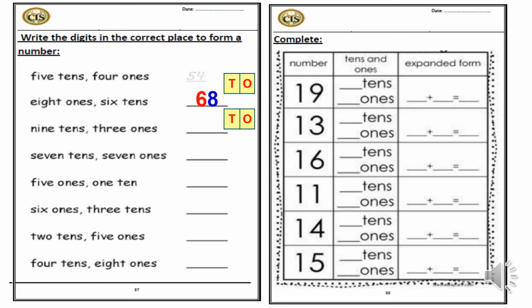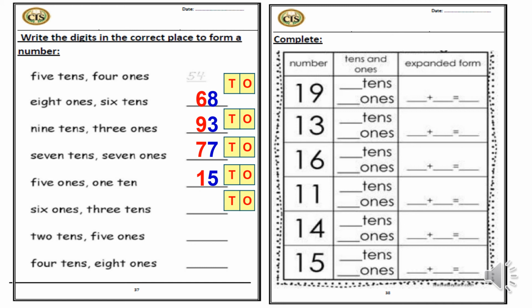Next, we have 9 tens, 3 ones. So the number will be 93. Next, we put our places. Then we have here 7 tens, 7 ones. So the number will be 77. Next, we put our places. We have here 5 ones and 1 ten. So the number will be 15.